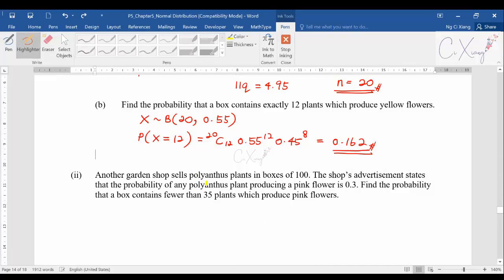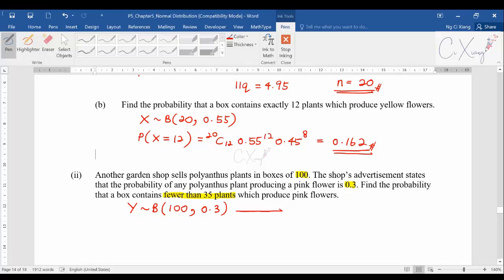There's another shop that sells the plants in boxes of 100. The shop's advertisement states the probability of any plant producing a pink flower is 0.3. So find the probability that a box contains fewer than 35 plants which produce pink flowers. You have 100 plants, fewer than 35 plants, something happened. So this structure of question belongs to binomial again. It is still a binomial distribution, and you have n equals 100. The probability you put here should be the probability of something happening. Pink flower is something happening, which is 0.3.